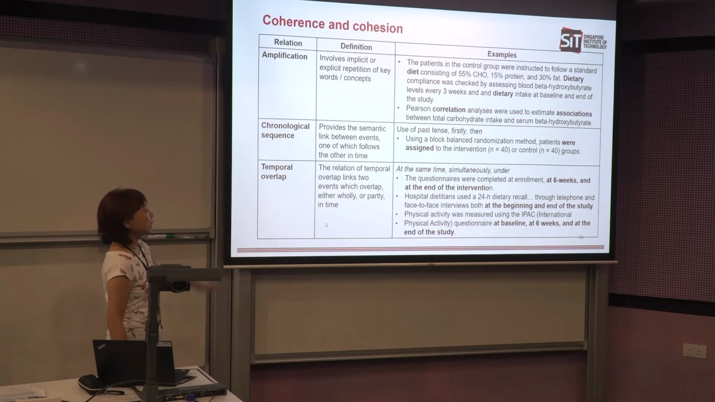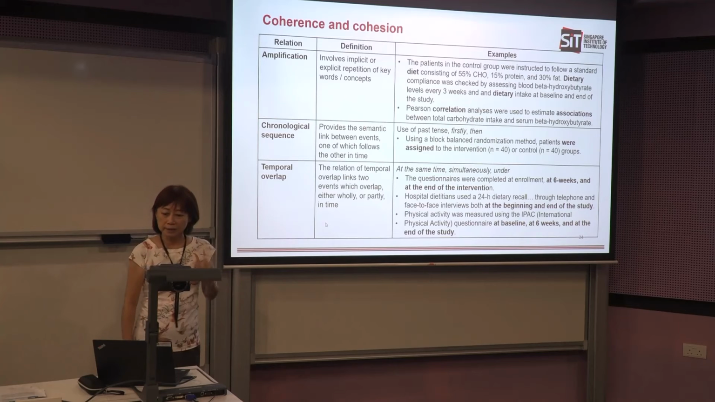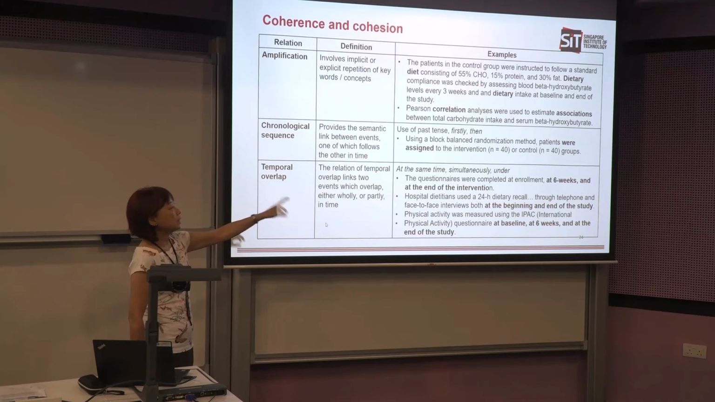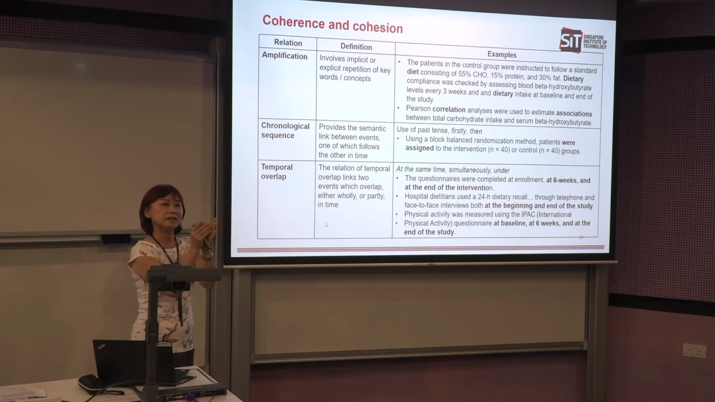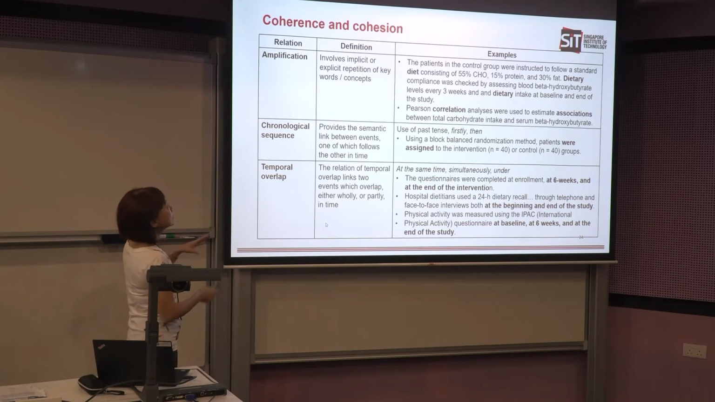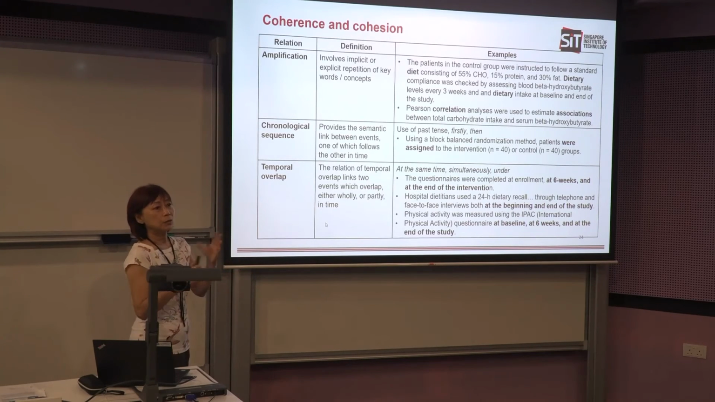And then there's temporal overlap, words like at the same time, simultaneously. Same thing, Kodabashi didn't use these, but from the terms that are used throughout, we can see at 6 weeks, at the end of the intervention, at baseline, at 6 weeks at the end of the study, there's this overlapping, things that are happening at the same time. So it's in a way simultaneously. These are ways in which authors achieve coherence, logical development, as well as cohesion.